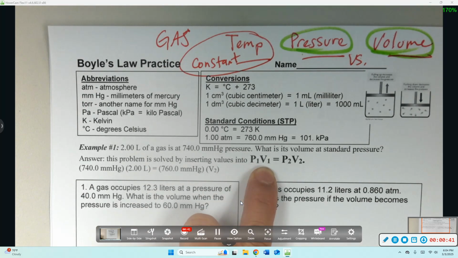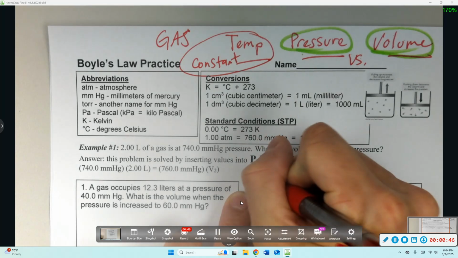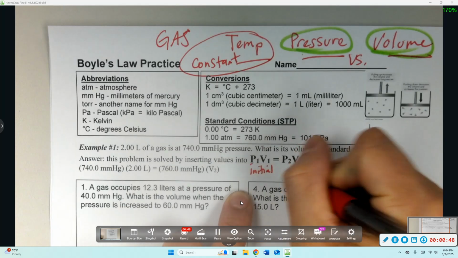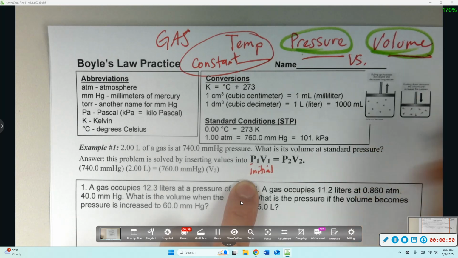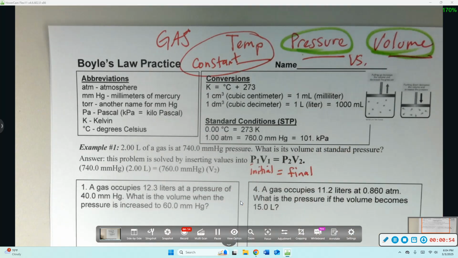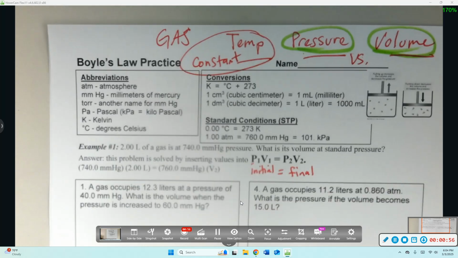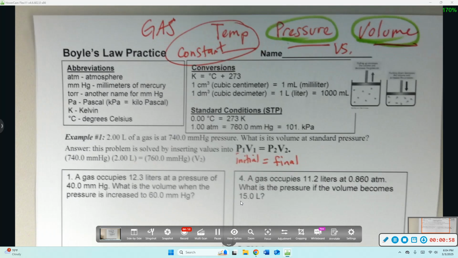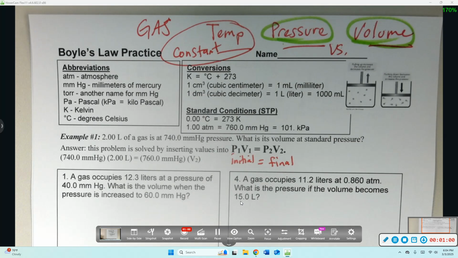P1 times V1. First pressure. Initial pressure. Initial volume multiplied together equals final pressure times final volume. Okay. Initial is the 1. Final is the 2. So when you read this, you have to understand the context so you know which one is which. So there are four variables.